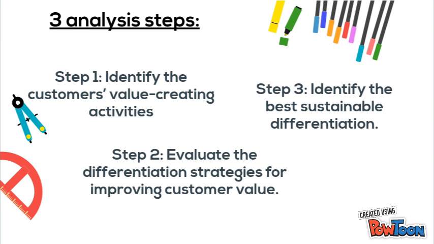Step 3. Identify the best sustainable differentiation. Superior differentiation and customer value will be the result of many interrelated activities and strategies used. The best combination of them should be used to pursue sustainable differentiation advantage.